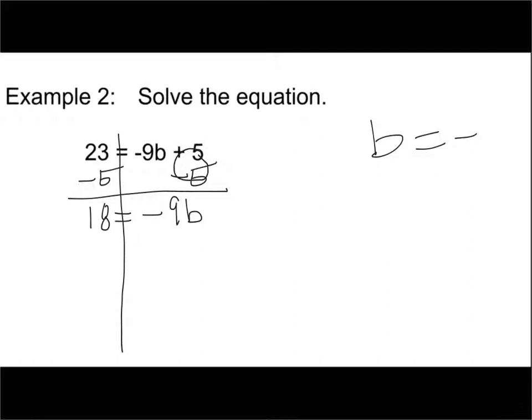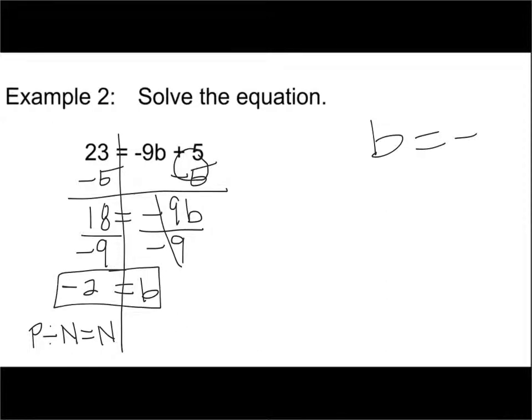Now, negative 9 and b are being multiplied. The opposite is division. So we're going to use our fraction bar to show the division. Negative 9 divided by negative 9 is equal to 1. That will leave us with b. Over here, we have a positive divided by a negative will equal a negative. So there's our negative that we needed. And 18 divided by 9 is equal to 2. So we should have our solution there. But let's check it and make sure.